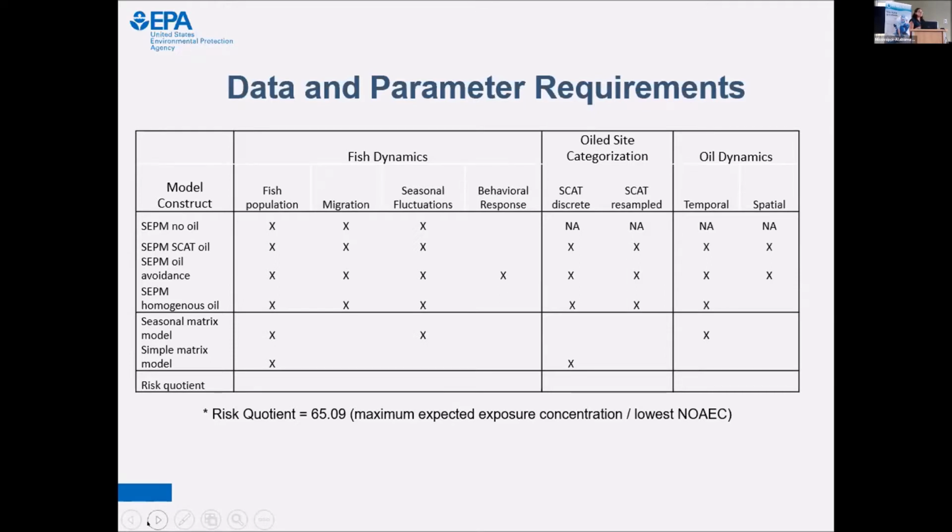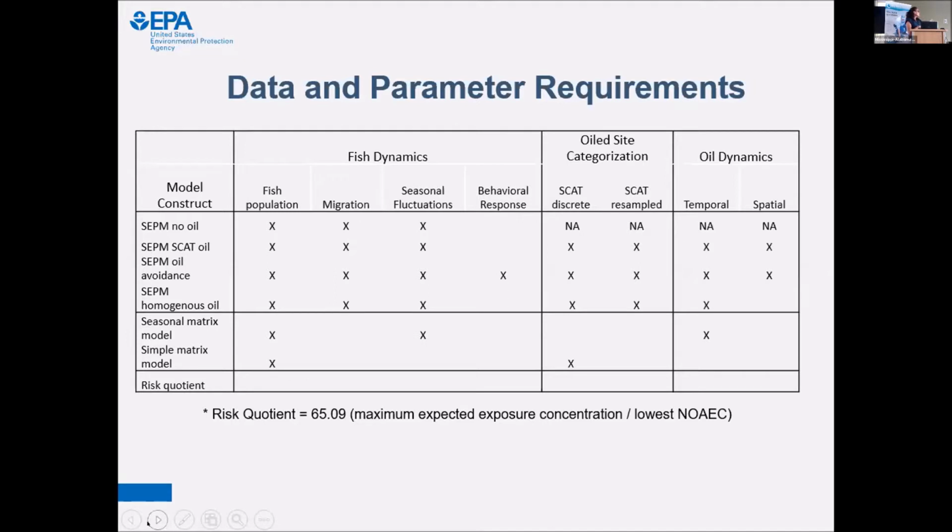So now we have a seasonal matrix model that uses our seasonal fluctuations and the fish population dynamics over time to look at those effects. This allows us the potential to possibly pick up on any population recovery information. And then we have a simple matrix model that just looks at a snapshot in time dependent on the temperature and the oil concentration in that area.